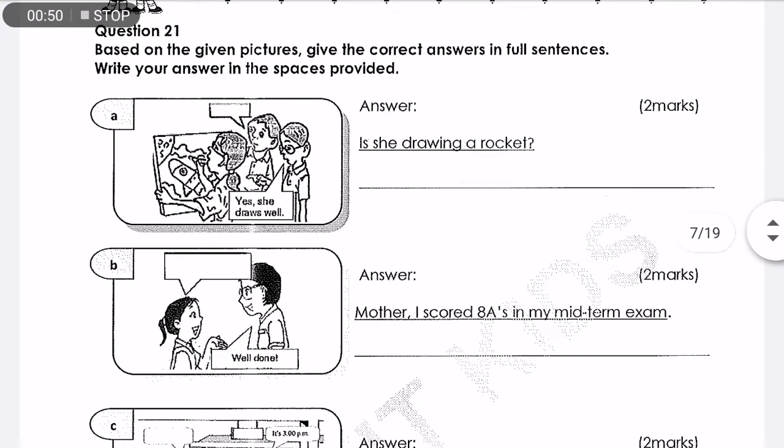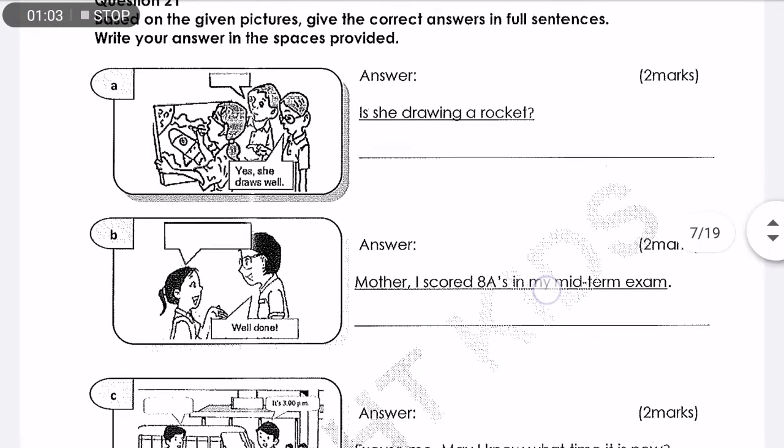Now, let's take a look at question A. Yes, she draws well. So this is clearly the reply. So what is the question? Is she drawing a rocket? Yes, she draws well. Okay, this is the answer for question A.